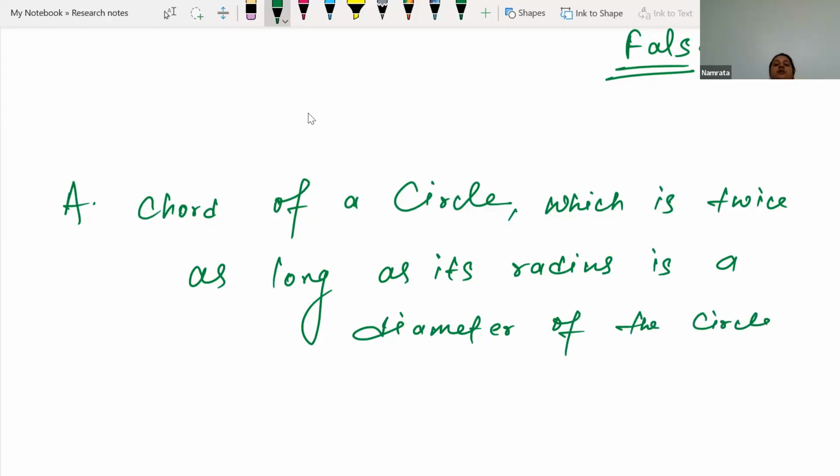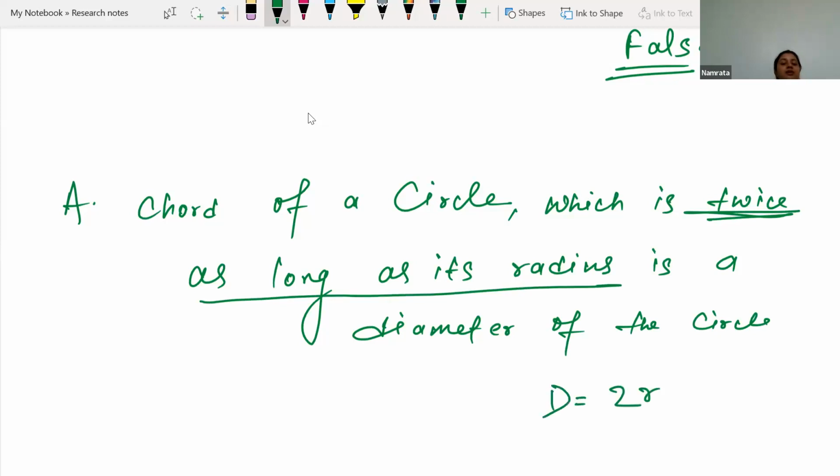So a chord of a circle which is twice as long as its radius is the diameter. Obviously, diameter is 2 times the radius. So twice as long as its radius. Twice the radius. Is it diameter? Yes, it's a diameter. Okay.